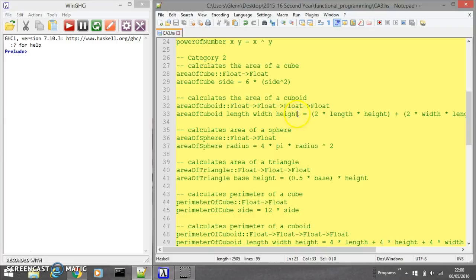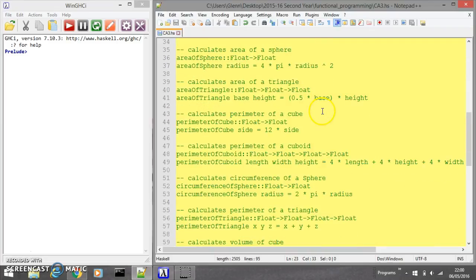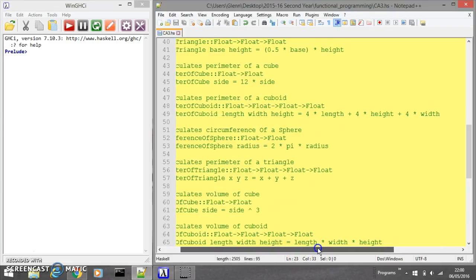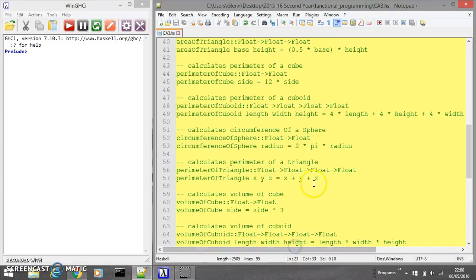Then I continued on to the perimeter and circumference of the shapes. The perimeter of a cube is 12 times the side, because there's 12 edges on a cube. Cuboid is 4 times the length, 4 times the height, and 4 times the width, because there's 4 of each: 4 long lengths, 4 verticals, and 4 widths.